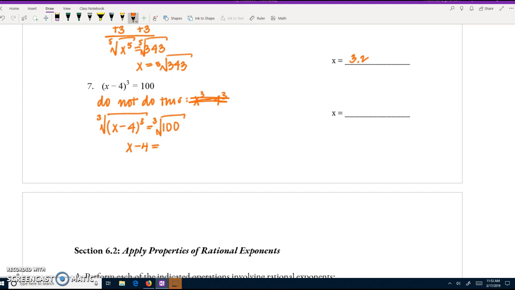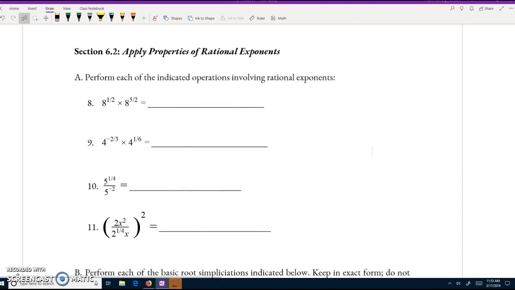But since we do want a decimal approximation here, we're going to go ahead and get the cubic root of 100, and that's going to give me 4.6. So then when I add over that 4, my final answer is going to be 8.6 here. And just watch out for ones like this that have even valued roots, because then you'd have two different equations to solve with the approximate value.